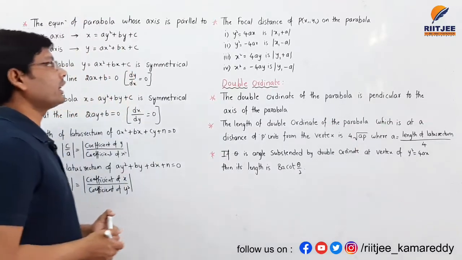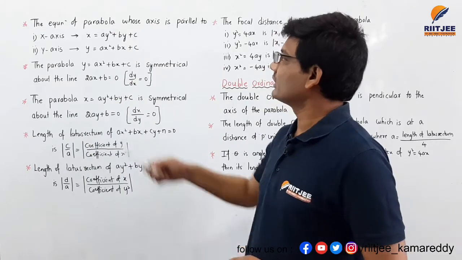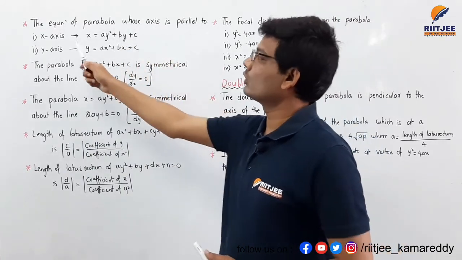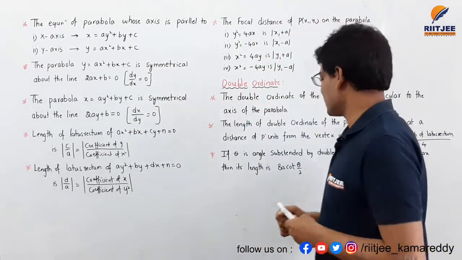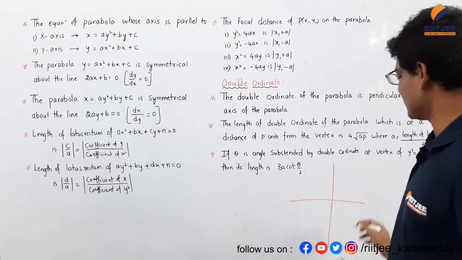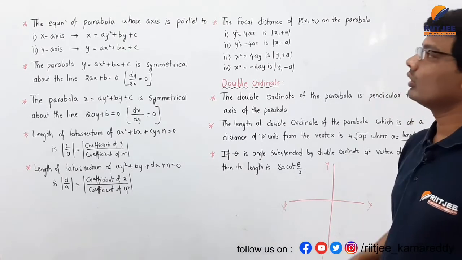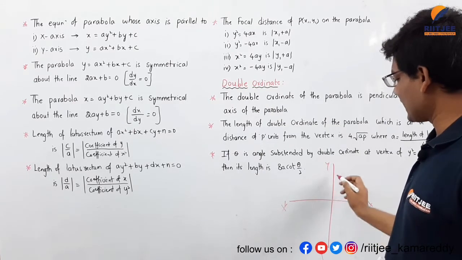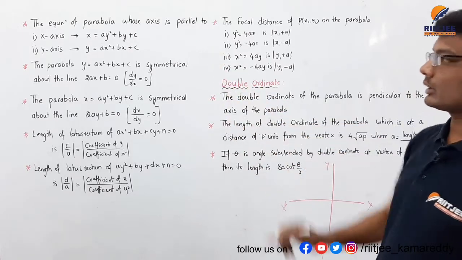Here are some important parts of the parabola. In the first one, the equation of a parabola whose axis is parallel to two types: one is the x-axis and the other is the y-axis. For example, if I am taking coordinate axes x dash and y dash, this is an axis whose axis is parallel to the x-axis.